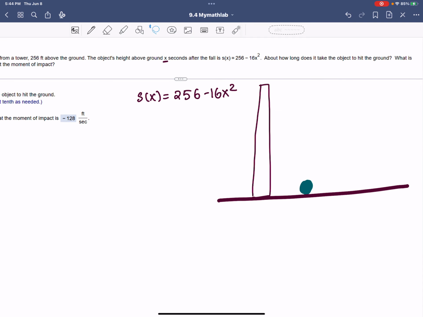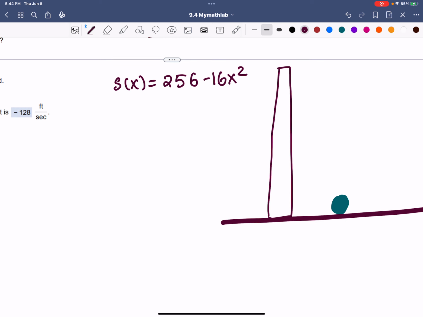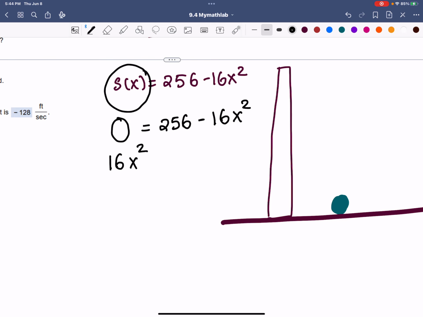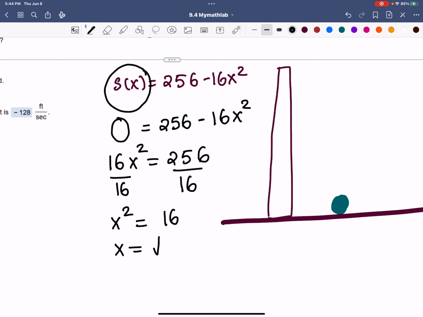So let's do the first step. I'm going to come back to the second step later, but let's take a look at the first step. This distance, when the object hits the ground, is a big fat 0, because there is no distance between the object and the ground. And they're asking me how long. That means they're asking me for the time, and the time here is x seconds. So I'm going to bring this 16x squared to the other side. It becomes positive. 16x squared is 256. Divided by 16, x squared is equal to 16. x is equal to the square root of 16, and x is equal to 4.